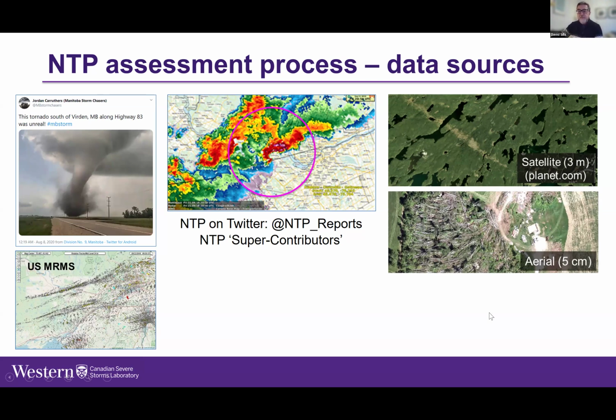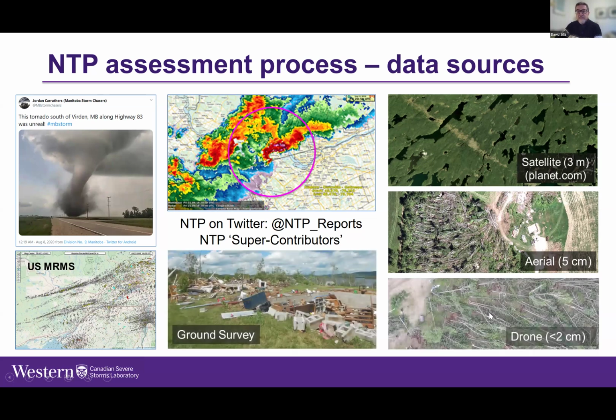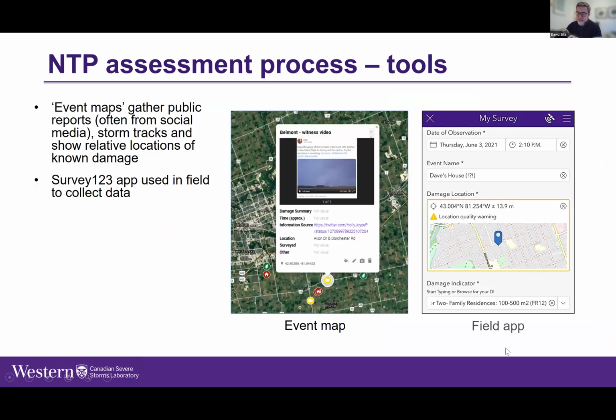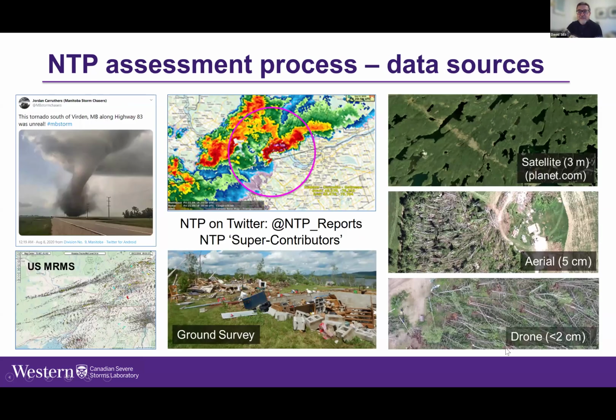That's 5-centimeter imagery. But more and more, we're collecting drone imagery at less than 2 centimeters. At that resolution, you're seeing the details of every tree, the details of the soil, all of the direction of information, of course, even damage to buildings and that kind of thing. But we also want to do ground surveys.